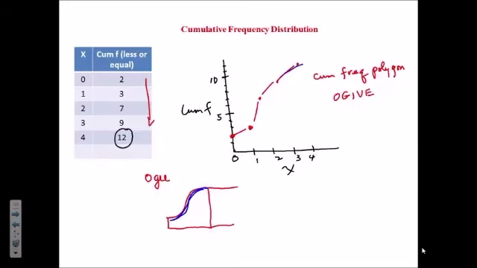So this sort of has that shape, not really too well, but what we're going to see, if we had a lot of data, you'll see the ogive usually looks like this.